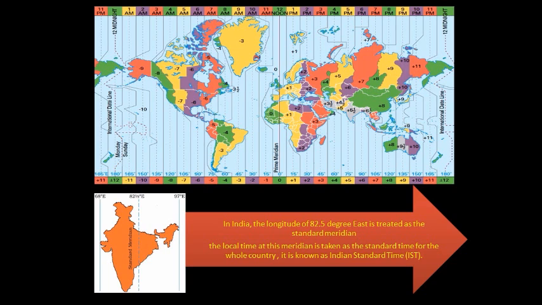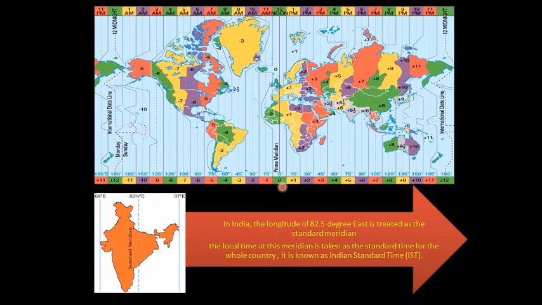So the entire earth is divided into 24 different time zones. With the 0 degree longitude, the prime meridian, as the reference line, the 24 different time zones are divided. This is the eastern hemisphere and this is the western hemisphere. The sun rises in the east, right? So the eastern side is always ahead of the western side while calculating times.